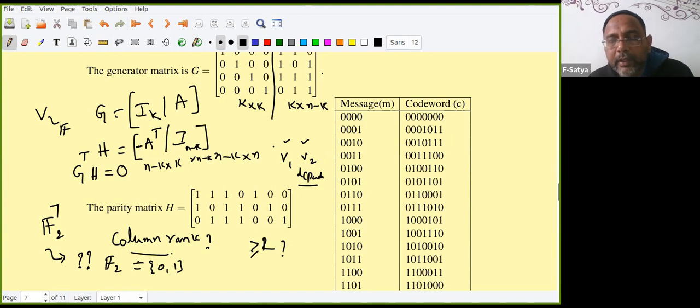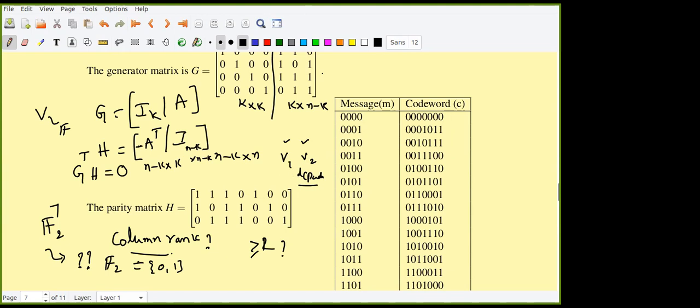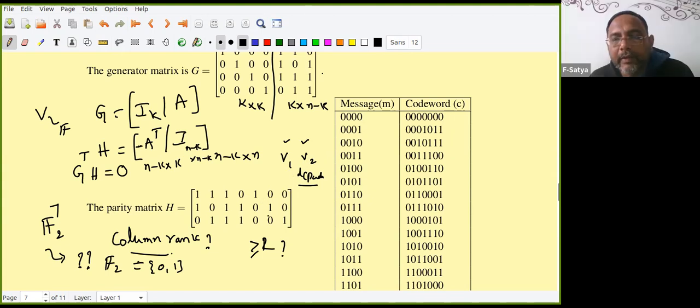You are muted actually. I think you are saying... Mehak. Dependent means what? Two binary vectors are linearly dependent means what?